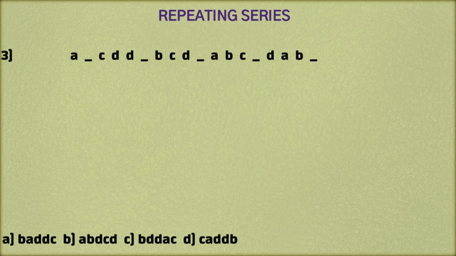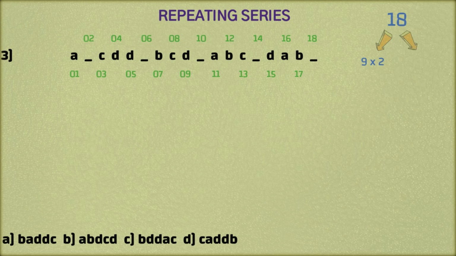Now, let's see how it's solved. First, we count the total number of letters in the series, and here we have 18 letters. Then we write the factors of 18, that is 9 into 2 and 6 into 3. Let's try to break the series in groups of 9 letters. Here we can see the series is divided into 2 groups.